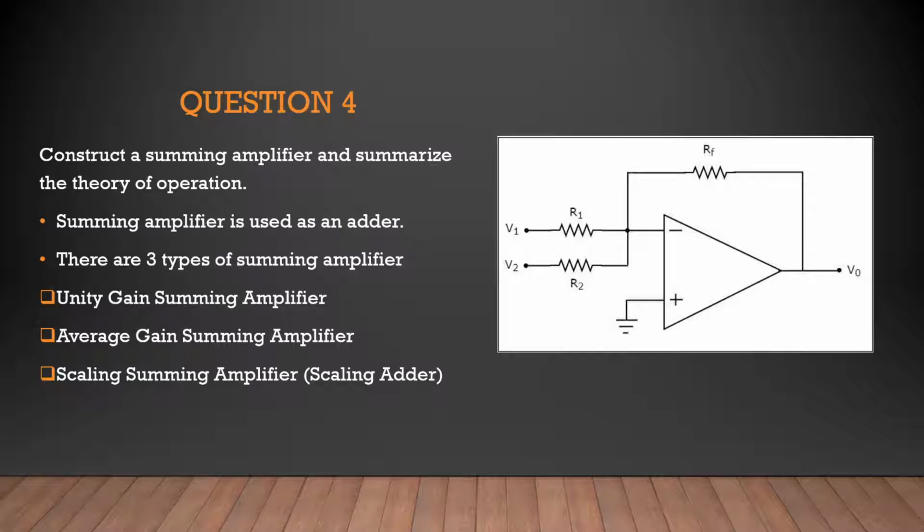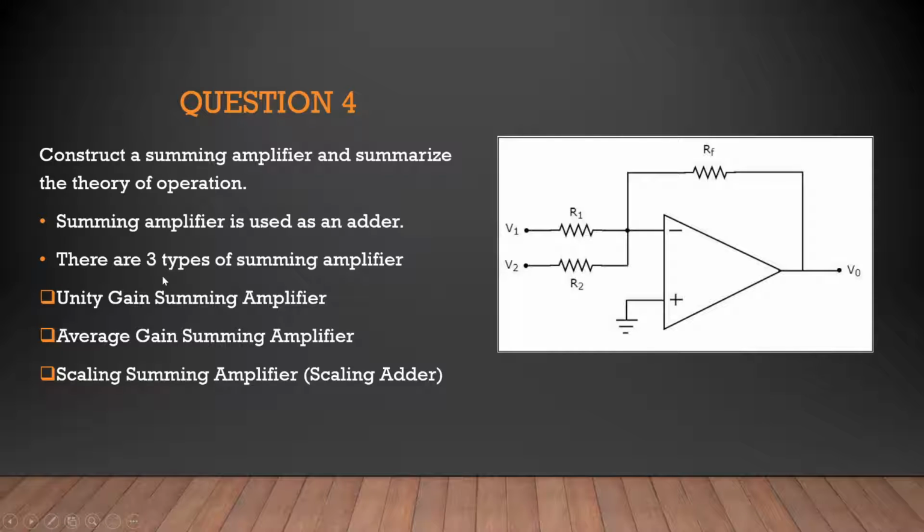Next, question 4: construct a summing amplifier and summarize the theory of operation. So this is a summing amplifier. The theory of operation for a summing amplifier is simple. A summing amplifier is an amplifier that adds up the values of V1 and V2 for this scenario, and multiplies by the gain. There are different types of gain, so later on I'll show you. After we sum, the Vout will be the sum of V1 and V2 times its own gain.